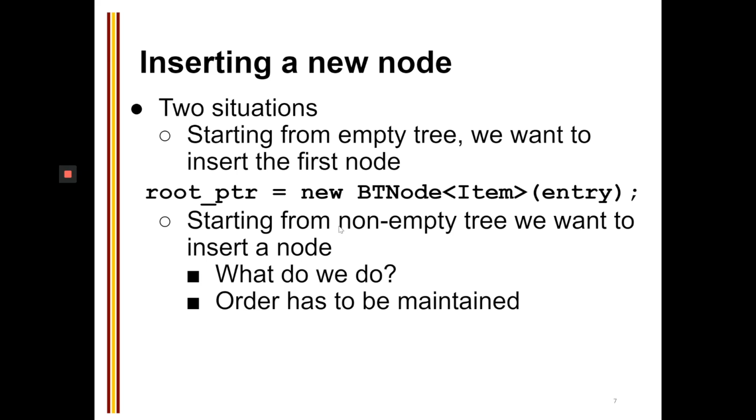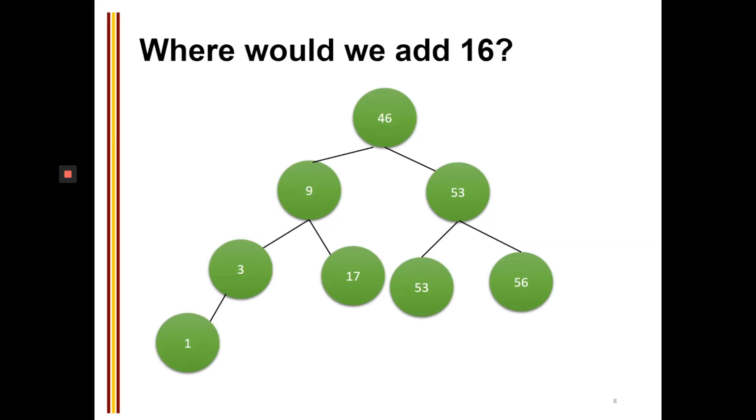Ooh, that was hard to say. Non-empty tree. And we want to throw in a new node. What do we do? Order has to be maintained. Let's look over here. Where would we add our 16?